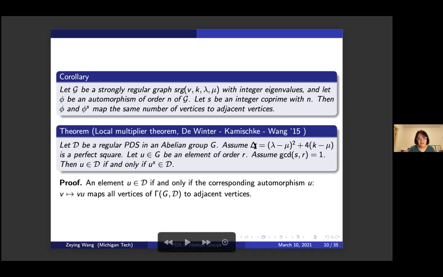Now assume delta to be a perfect square. If you recall some of the eigenvalues, this will guarantee that the eigenvalues will be integers. That's why we require delta to be a perfect square. So now let u be an element of G. We assume s is co-prime with r, the order of the element. And then what we claim is u belongs to D if and only if u to the s belongs to D.